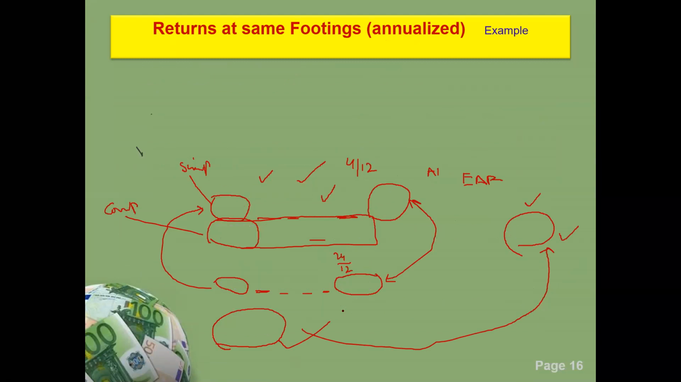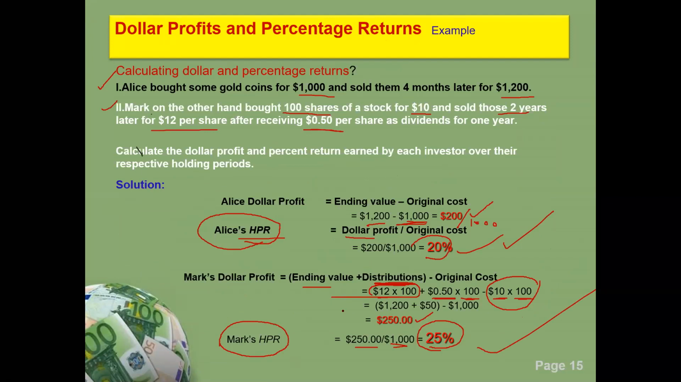Okay, no problem. Here in the formula we have distribution. So what does it mean? Distribution of what? Yield. Distribution of a bond is coupon. Distribution of stock is dividend. Distribution of property, real estate, is rent. Yield.